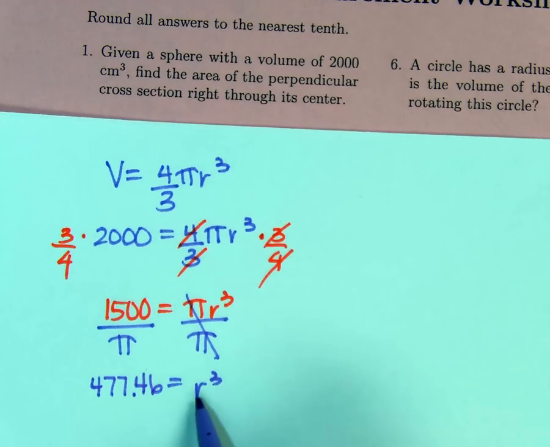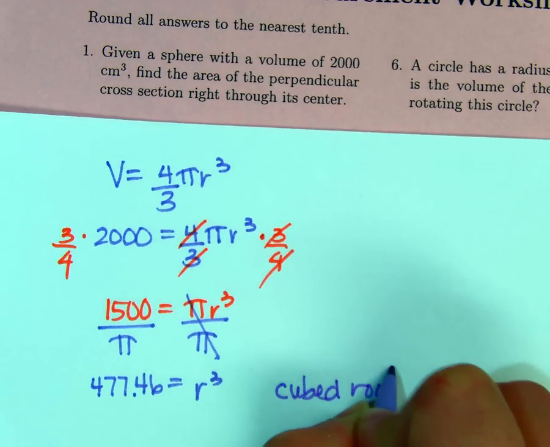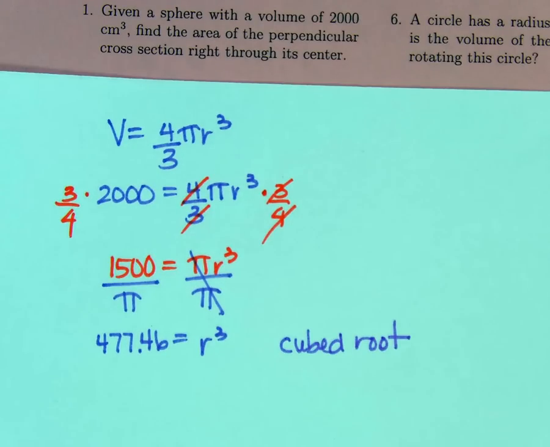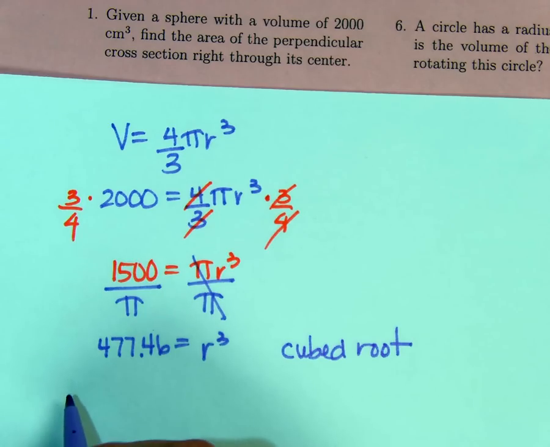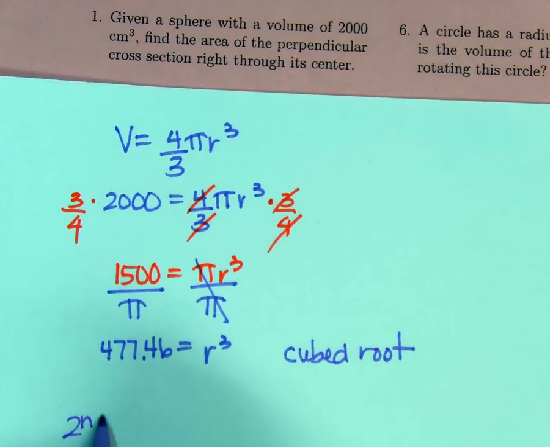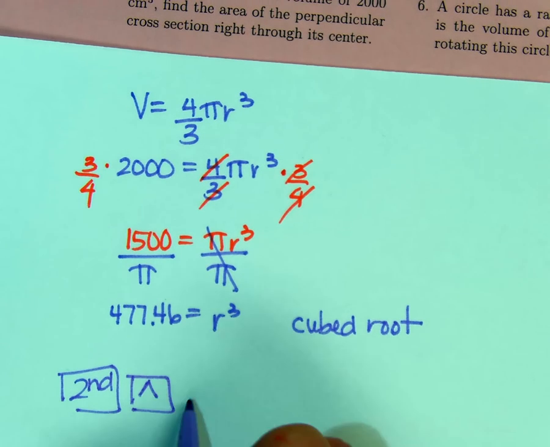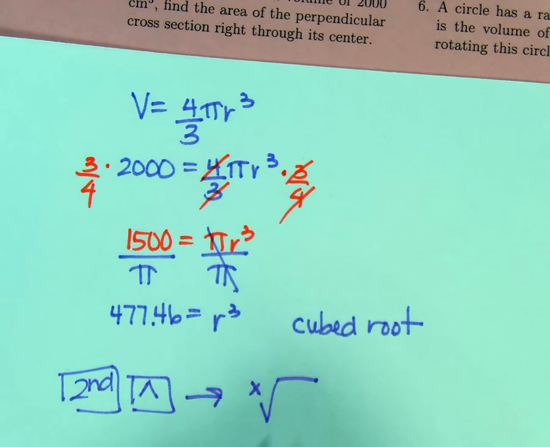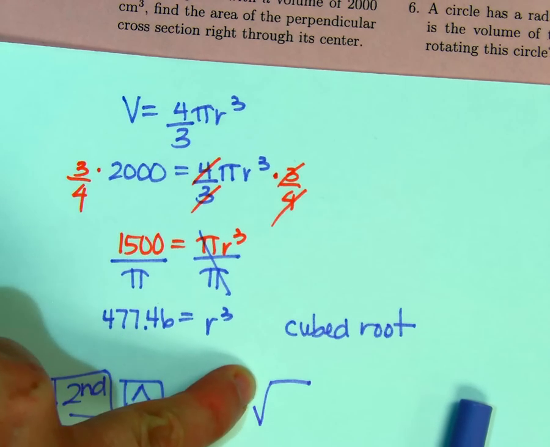Now, if this were radius squared, what would we do? We'd be taking the square root of it. Well, I have a 3 here. So now I'm going to be doing what's called the cubed root. And in order to do that, again, I'm teaching you based off of my calculator. You will see if you hit second and then the caret button, you will see this figure.